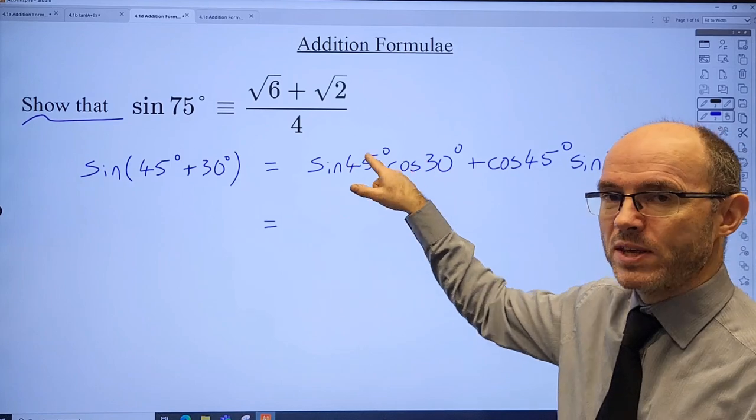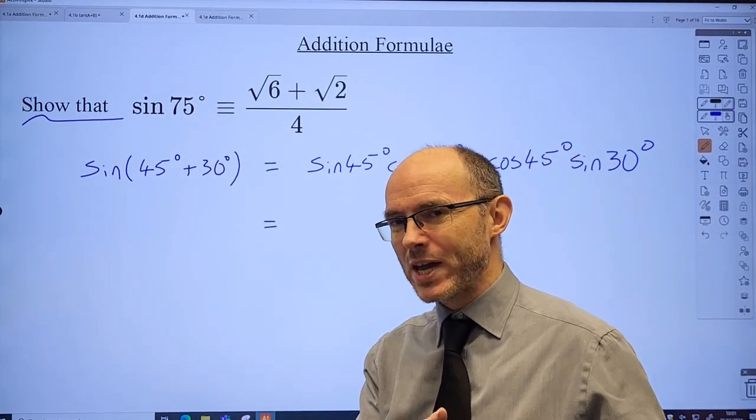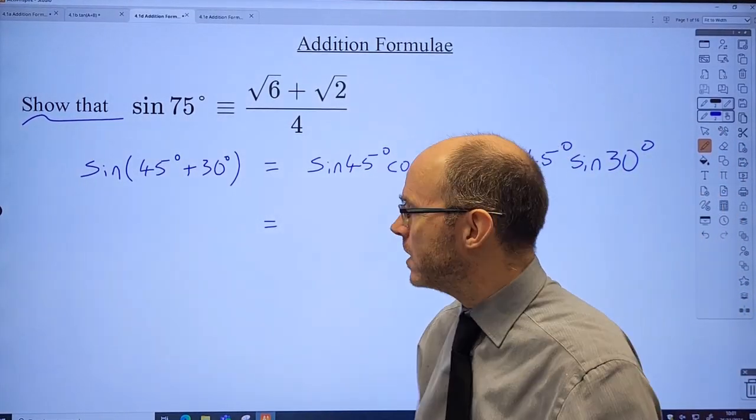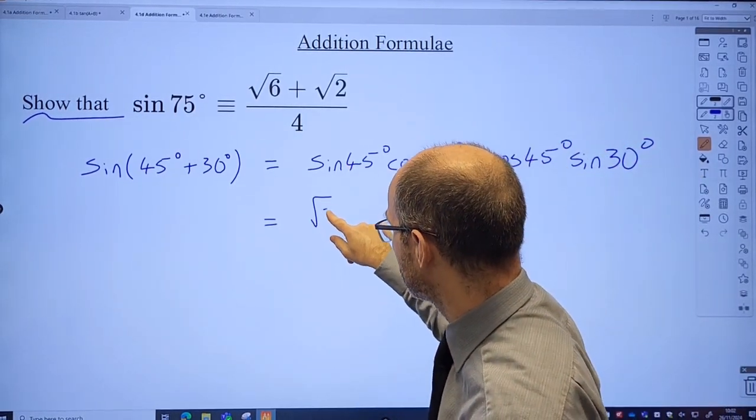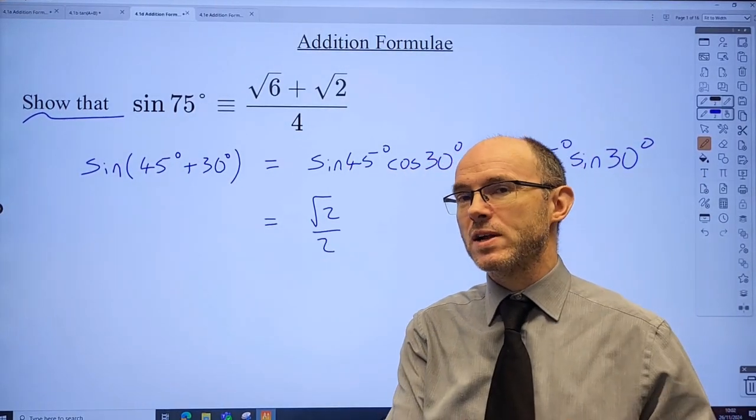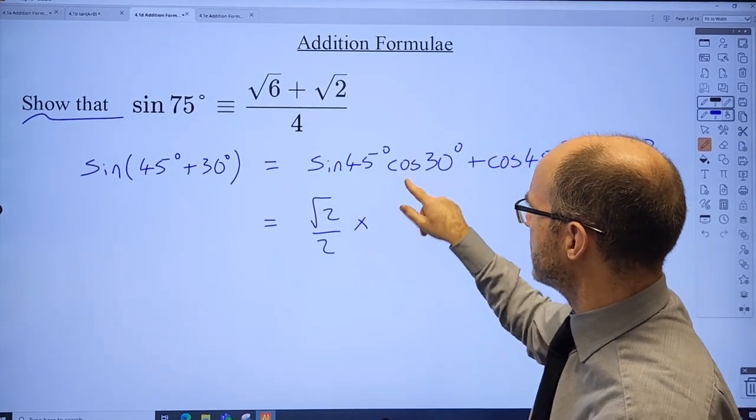Then you just write down what these are. Now you can actually cheat a little bit and use your calculator for this bit. The examiners aren't to know. I would rather you knew what this was, root 2 over 2. But if you want to just use your calculator, that's absolutely fine. No one's going to notice. But you've got to fill these in.